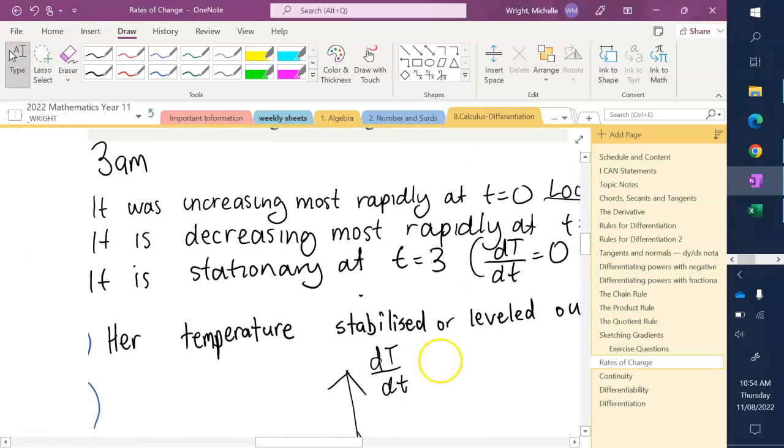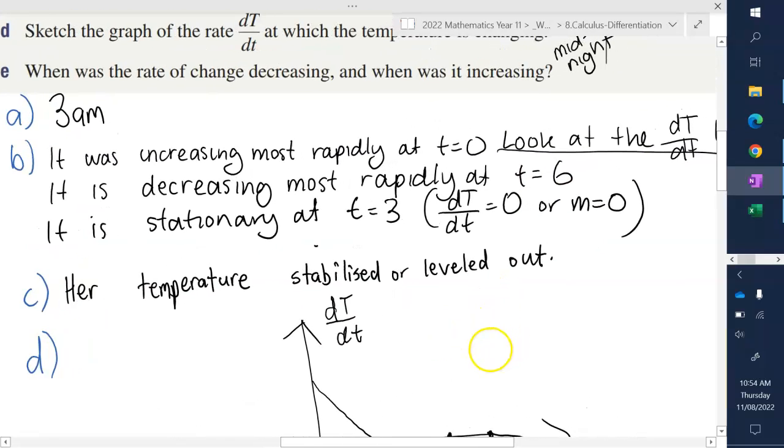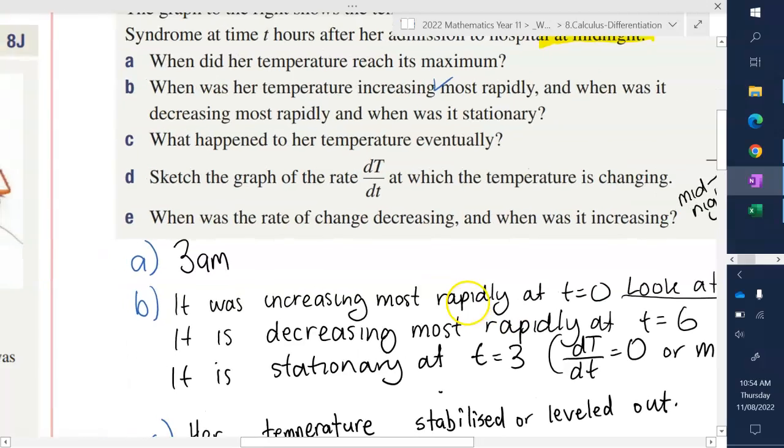Let's pop that over here. So it's increasing most rapidly at time equals 0. It's decreasing most rapidly at time equals 6 or 6 in the morning, and it's stationary at time equals 3. Let's have a bit of a look at C.